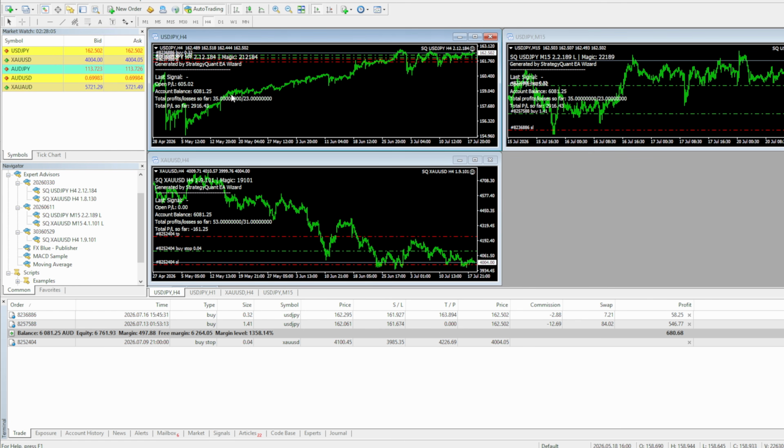And you'll notice here that there are 3 boxes. I've got UJ 4-hour time frame, gold 4-hour time frame, and UJ 15-minute. So what I'm missing here is the gold 15-minute time frame. I did recently close out this one, which was gold 15-minute, because it was trading long only.